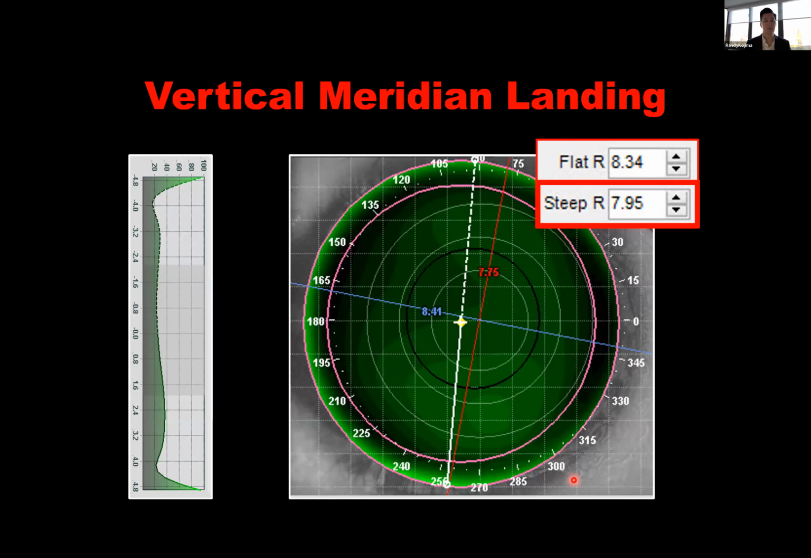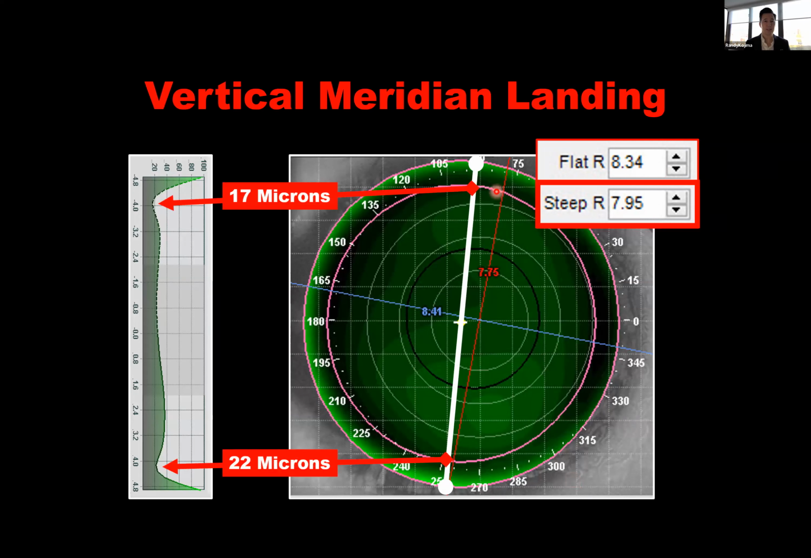But then across the vertical, we want to have a different relationship. Instead of having 80 microns up here and 60 microns down here, we want somewhere in the neighborhood of about 20 microns. The idea being if the lens has just a tiny amount of room to move, both with the blink and to create good tear exchange, then we'll have a healthy fit. But if we don't have so much room for the lens to rock back and forth, then we're going to have a more stable, a more comfortable fit.